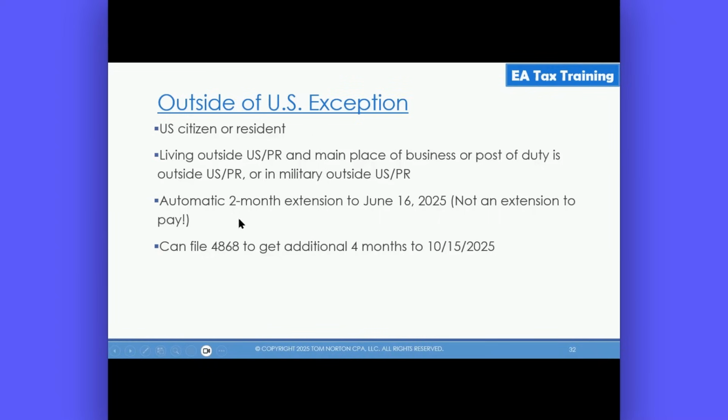But let's say you don't owe any money. You think you're going to get a refund. You get the automatic extension to June 16th of 2025. You can get another 4 months out to that October 15th date by filing the form 4868. But in this case, you would file it on June 15th, and you'd only get that additional 4 months to October 15th in order to file your tax return.